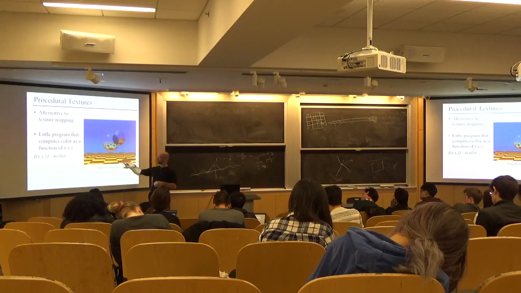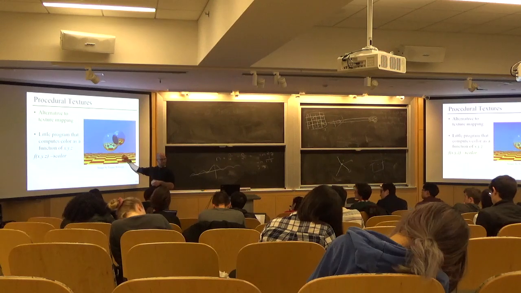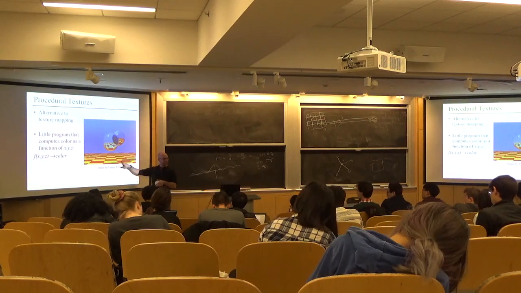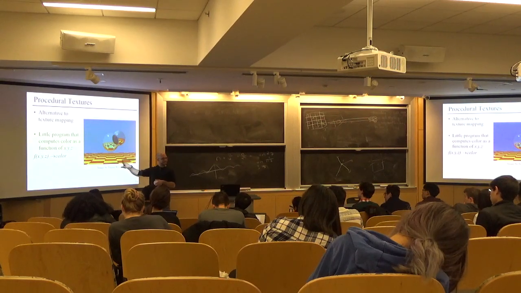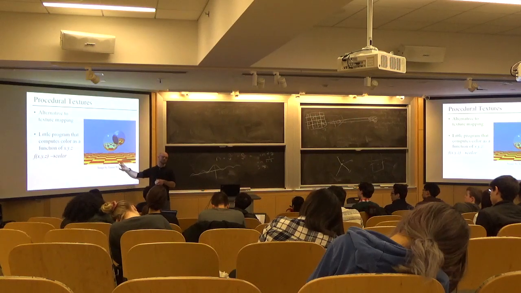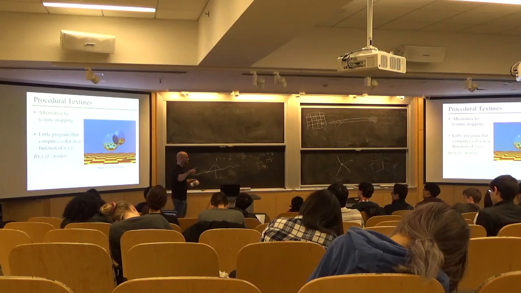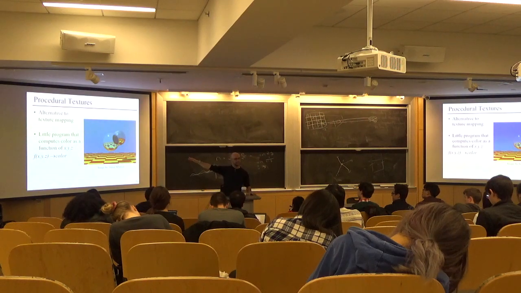So instead, what could I do? I could compute the x and y coordinate in the plane and say, well, if my x coordinate is even and my y coordinate is even, make it red. If they're both odd, make it also red. If one of them's odd and one of them's even, make it yellow. And that would make a color just as a function of position.